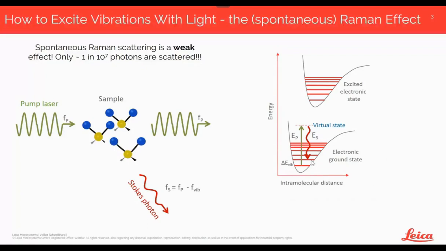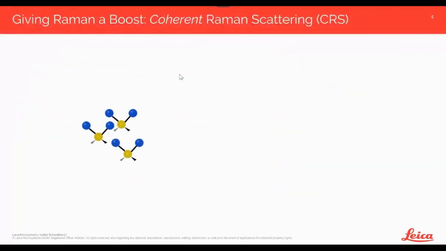Now, this effect is there, but it is a very weak effect. In typical conditions, only 1 in 10 to the 7 photons are scattered in this way. And so therefore, this is a way to do microscopy, but it is a very slow way to do microscopy. And therefore, researchers have been thinking about ways to give this Raman effect a boost. And one of the most exciting proposals and suggestions that came out of these efforts has been the concept of coherent Raman scattering. That is the topic of today's presentation.